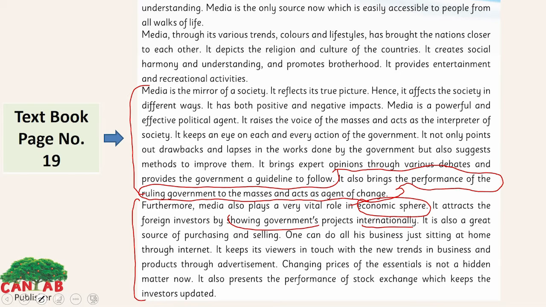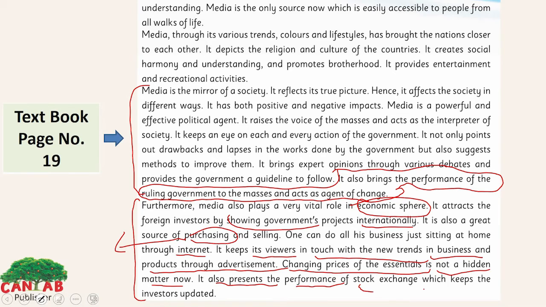It is also a great source of purchasing and selling. Purchasing, खरीदना. One can do all his business just sitting at home through internet. It keeps its viewers in touch with the new trends in business and products through advertisement. Changing prices of the essentials is not a hidden matter now. It also represents the performance of the stock exchange, which keeps the investors updated. Investors वो जो पैसा लगाने वाले होते हैं, businessmen.